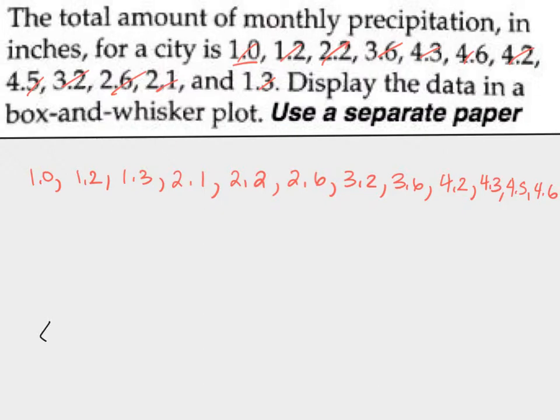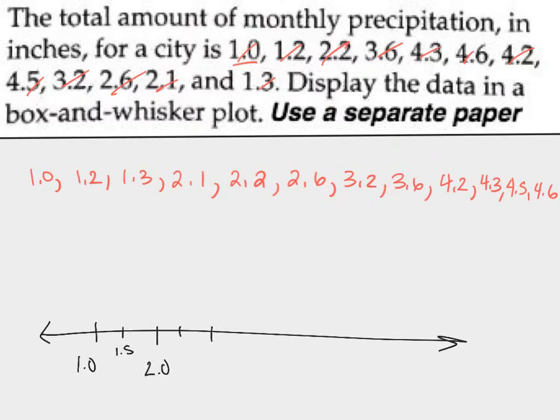In order to make the box and whisker plot, I need a number line. And with this one, because there are tenths, I would probably count by halves. So I would start with 1.0, 1.5, 2.0, 2.5, 3.0, 3.5, 4.0, 4.5, and 5.0. The reason that I would count by halves is because we have tenths that we're talking about. And if you think about the 4 point somethings, we have 4.2, 4.3, 4.5, and 4.6. So we're going to have to be able to move within this quite a bit.